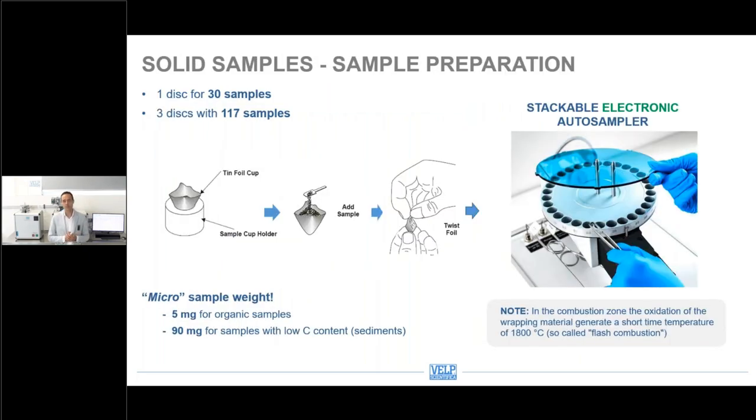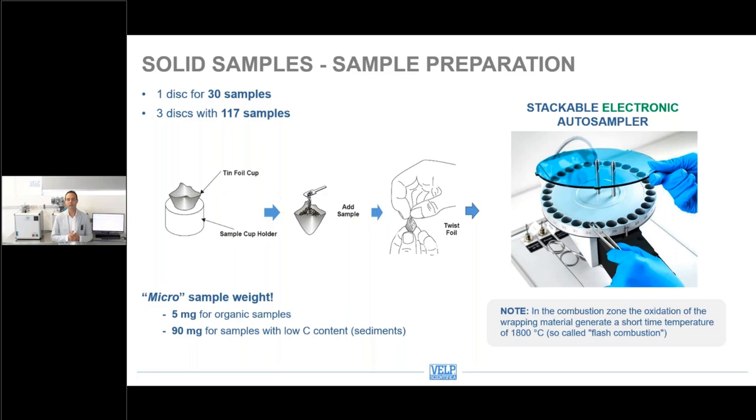Sample preparation of solid samples is easy. You have to add the sample into a tin foil with a conical shape, then close the foil over the sample with the aid of tweezers and put it into the autosampler that can have 30 positions up to 117 positions, and the autosampler is totally electric.